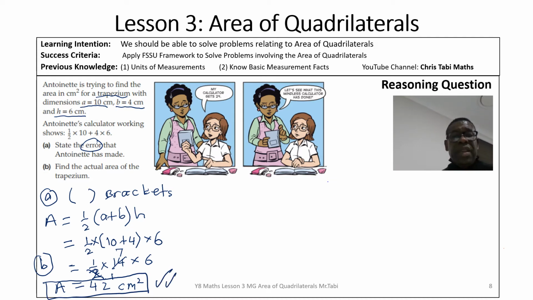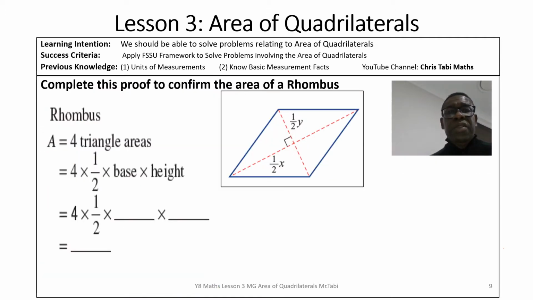So again, remember in the working out, there's always going to be the formula, the substitution, simplify, and then units. Simplify and then units. Great. So apply these ideas to now solve some problems. But before we do that, let's have a look at the formula for rhombus.